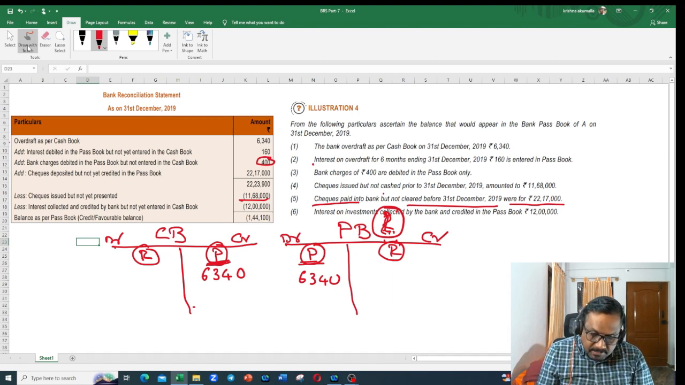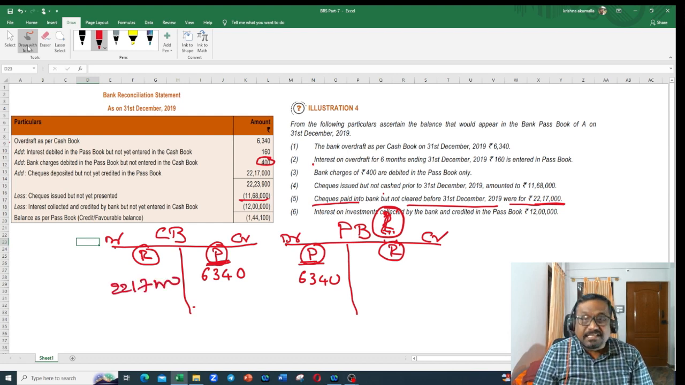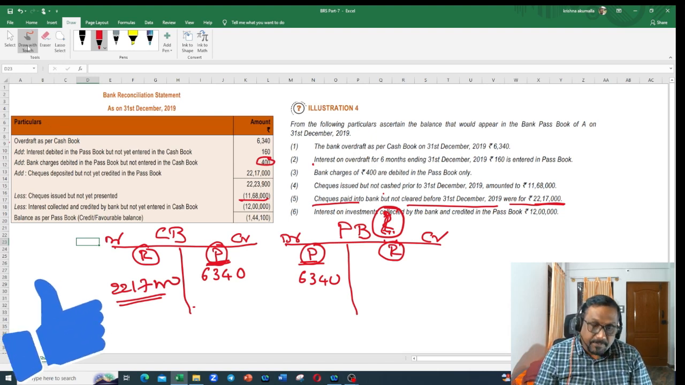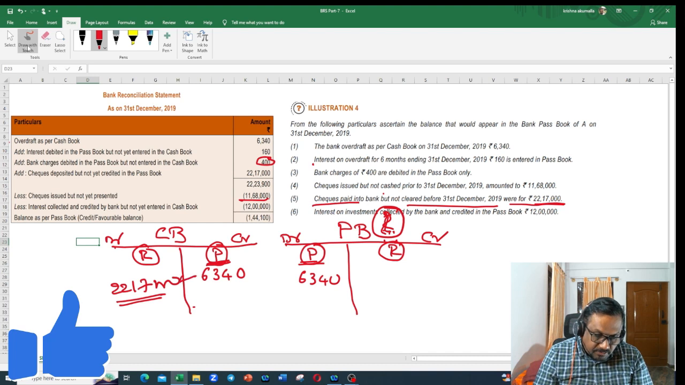So this 22 lakhs 17,000 I deposited. So that is a receipt for me. 22 lakhs 17,000 is a receipt for me. So I need to record that on the receipt side. But that amount was not recorded in the passbook. Now what is the status of the balance? This balance is reduced. This balance got reduced.